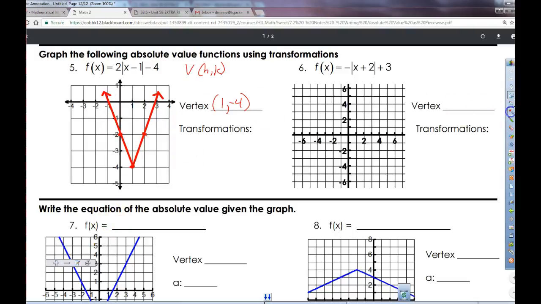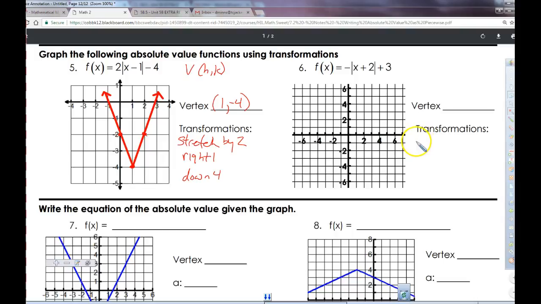Let's get the transformations in here. We have a stretch by 2. And we can see this vertex is shifted to the right 1 and down 4. So from the parent function right here, where the vertex would be 0, 0, right 1, down 4, a value of 2, there we have it.